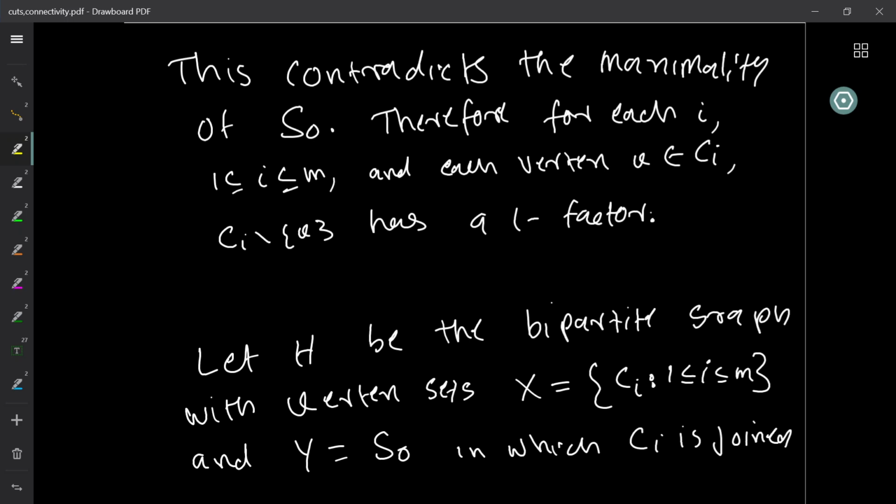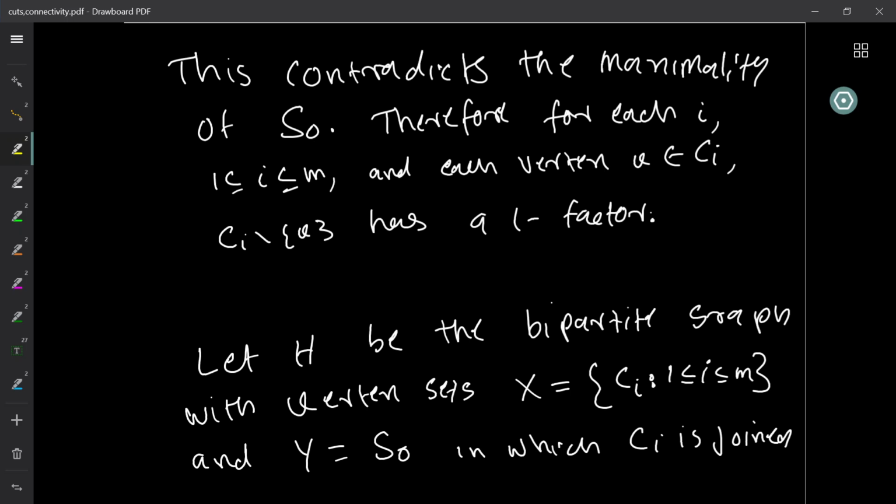Now to define the perfect matching for the entire graph, we are going to define a bipartite graph. So the bipartite graph H is defined as follows. You take the odd components C1, C2, etc., Cm as the vertices of one set, let's say called X, and then the other set, which I call Y, will be the vertices in S0.